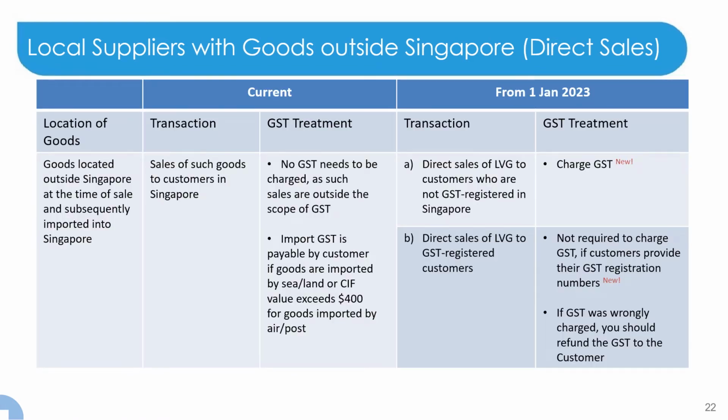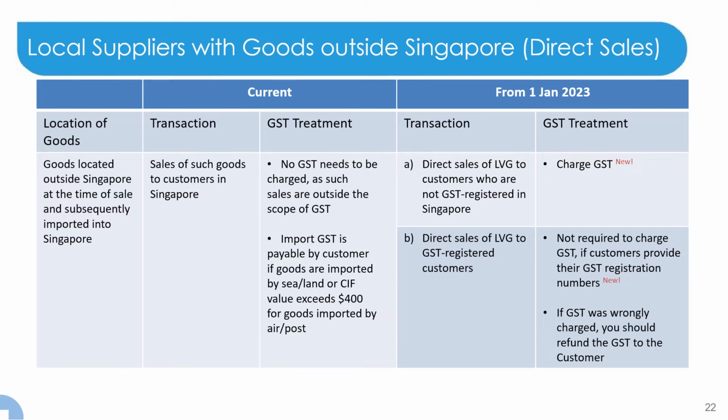For goods located outside Singapore at the time of sale and subsequently imported into Singapore, the current GST treatment for the sale of such goods to customers in Singapore is that no GST needs to be charged, as such sales are outside the scope of GST. Import GST is payable by the customer if goods are imported by sea, land, or CIF value exceeds $400 for goods imported by air or post.